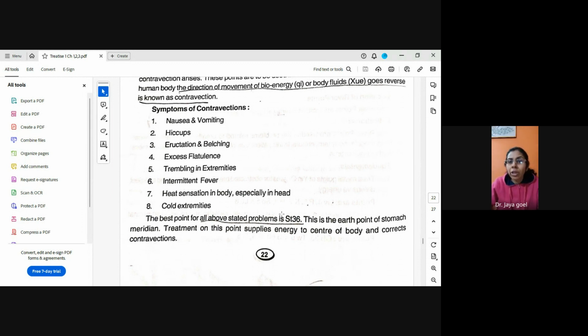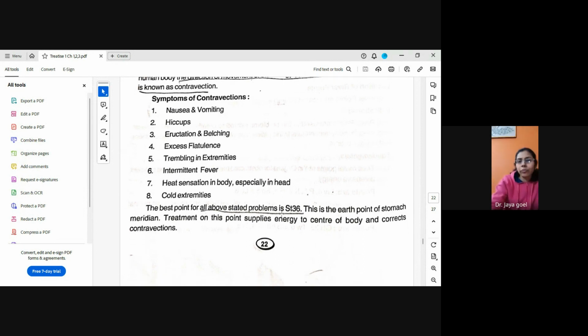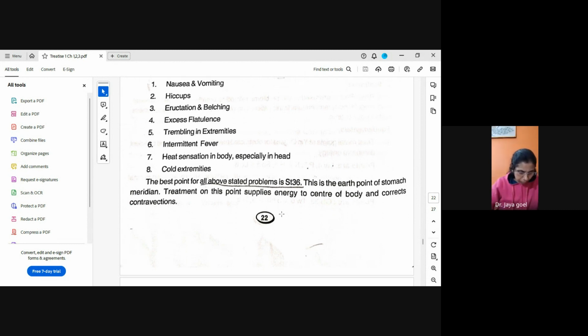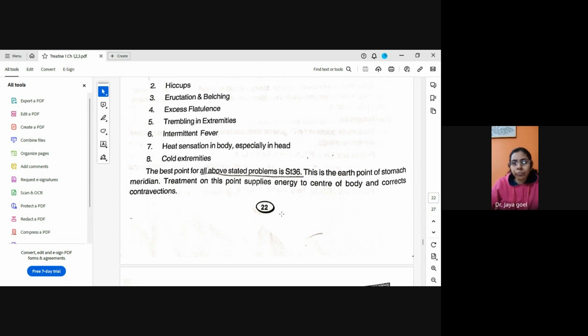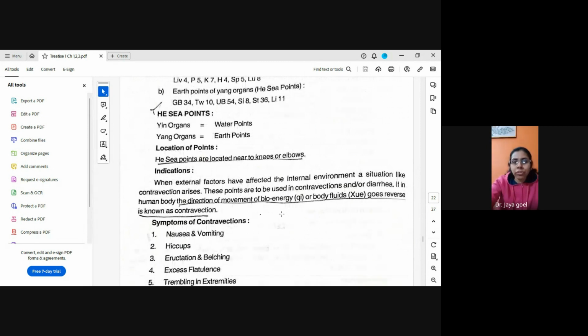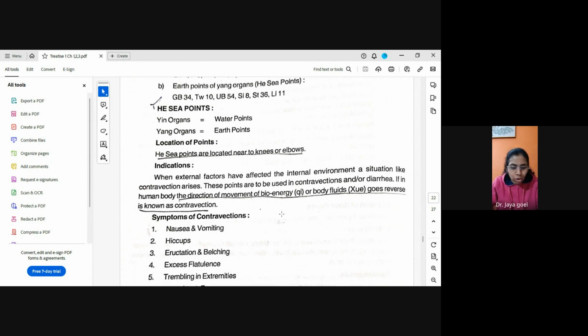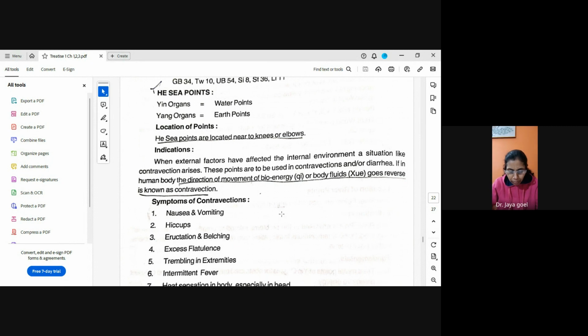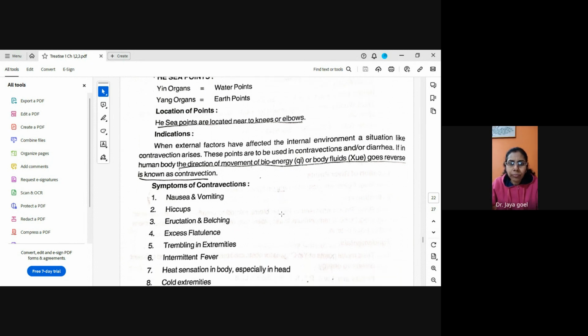ST36 means Stomach 36. We give the treatment for these problems mentioned above on ST36 on the stomach meridian, and treatment on this energy center of the body corrects the contraction, and it is fundamental for the Jing-well points.